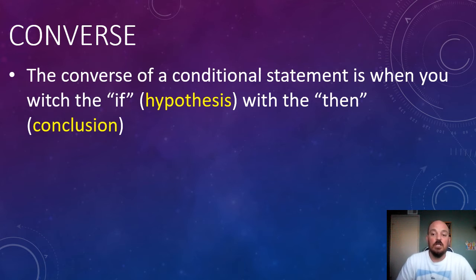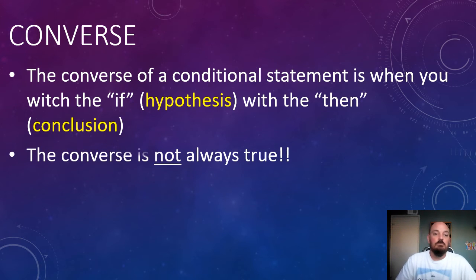The next thing we're going to learn about is a converse. Now, the converse is when you switch the if part with the then part. And I also added a couple vocab words in here for you. When you're talking about a conditional statement, we call the if part the hypothesis and the then part the conclusion. So you might see those words in the book, you might see those words in the homework. Hypothesis means the if part, conclusion means the then part. But yeah, converse is when you switch the if and then, and a converse is not always true.